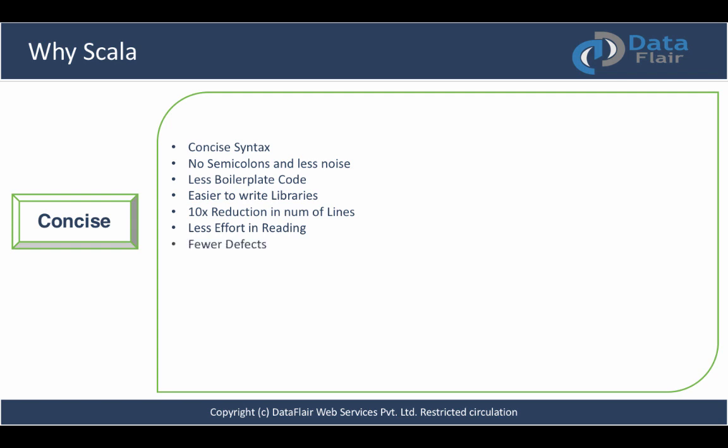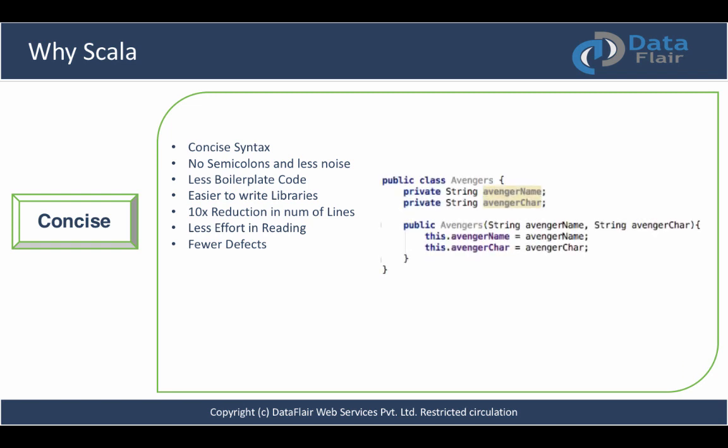It means fewer defects. You can understand this by taking a look at the code snippet. This is written in Java. See, we have a class named Avengers. We have two private attributes, avengerName and avengerCharacter. Then we have a constructor named public Avengers, taking two parameters, avengerName and avengerCharacter, and then we are initializing them. This whole code can be written in Scala in just one line. Say, class Avengers, avengerName, and then avengerCharacter. That's it. That's how we define it.